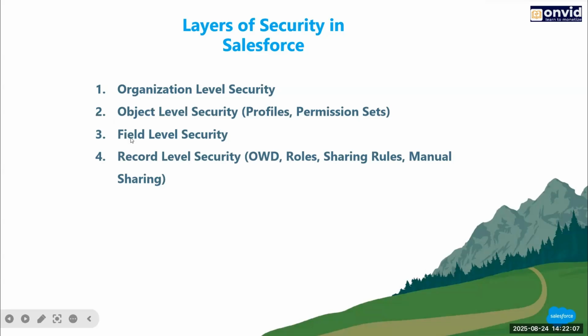Number three, field level security. So what is field level security? Whatever I told you about account: account is an object, right? In account there will be different fields, like the amount field, customer name, customer information, customer phone details, customer website. So these are different fields that are set in account.